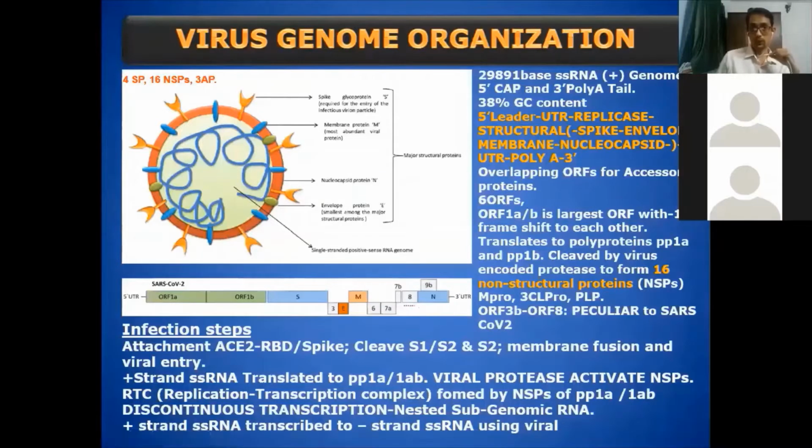With slowly a few more papers, the final picture comes out clear about the virus. The virus actually has four structural proteins: the spike protein, the envelope protein, the membrane protein, and the nucleocapsid protein. It has 16 non-structural proteins. Non-structural proteins are involved directly or indirectly in the replication of the viral genome, and it has three accessory proteins. So this was the initial genome organization they found out.